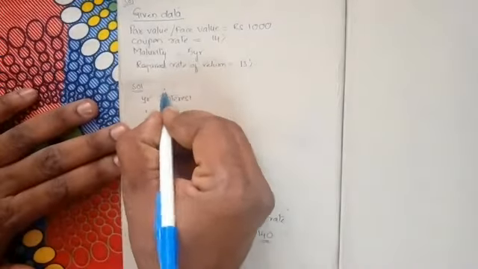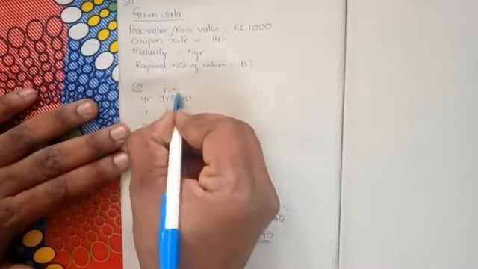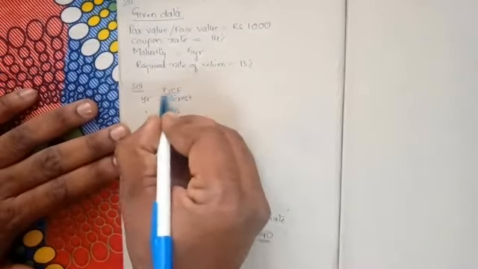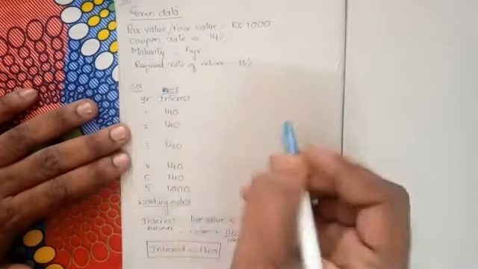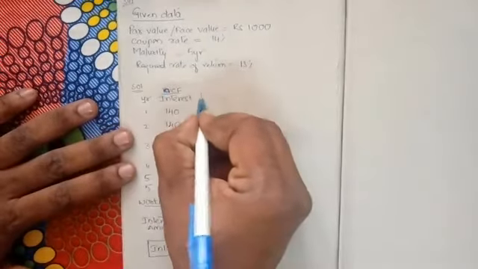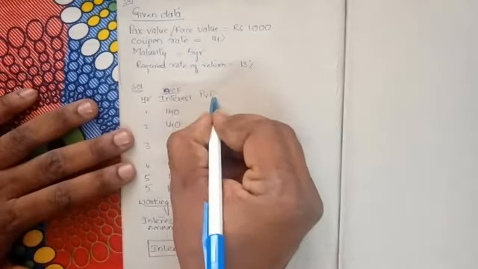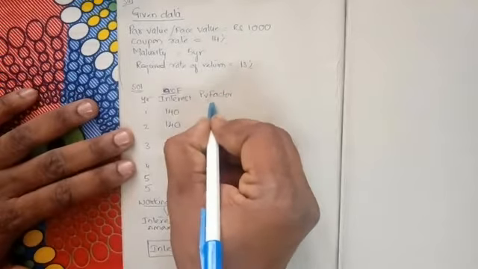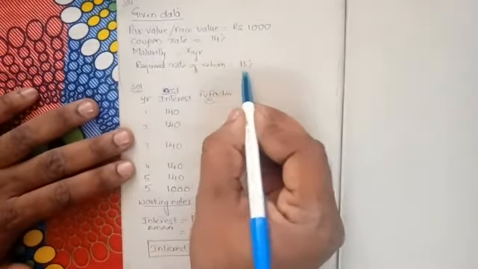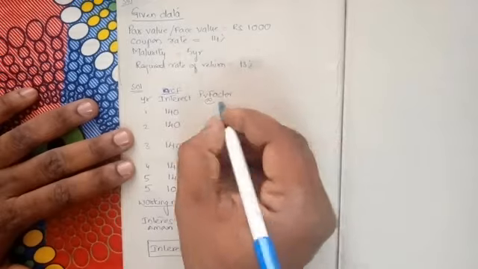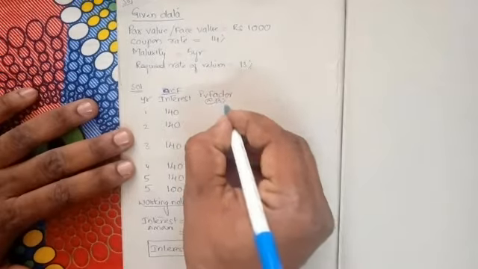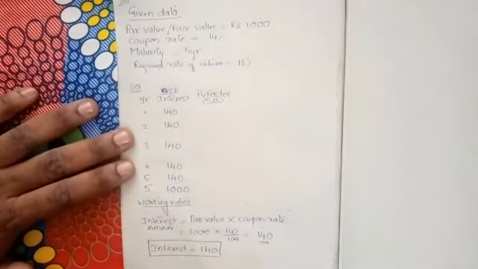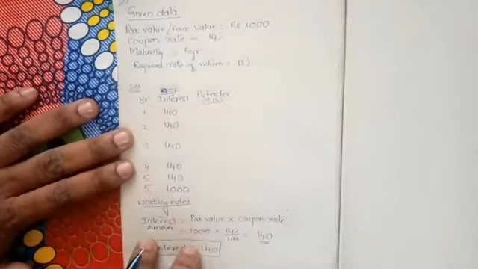So we will call this the cash flows. Then we need to multiply this with a present value factor, the PV factor, at the required rate of return. What is my required rate of return? It is 13%. So the PV factor will be at 13%.